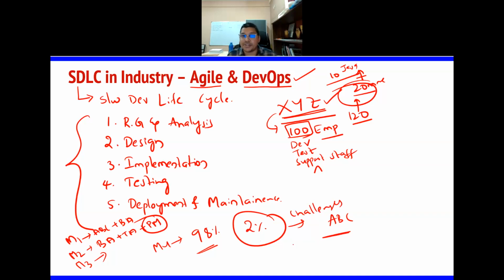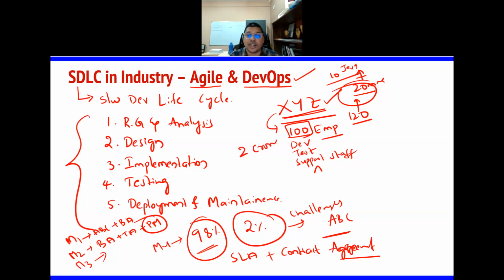Then a contract agreement is established. They will have one contract agreement about the project, with a defined SLA, service level agreement. SLA stands for service level agreement. What is this SLA? It says that this project can be done, 98% of your requirement can be achieved, and we need this much money. We need 2 crore funding.